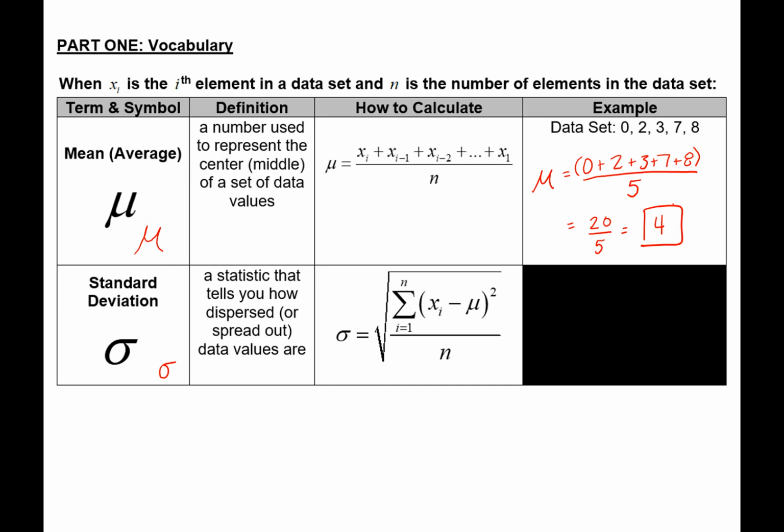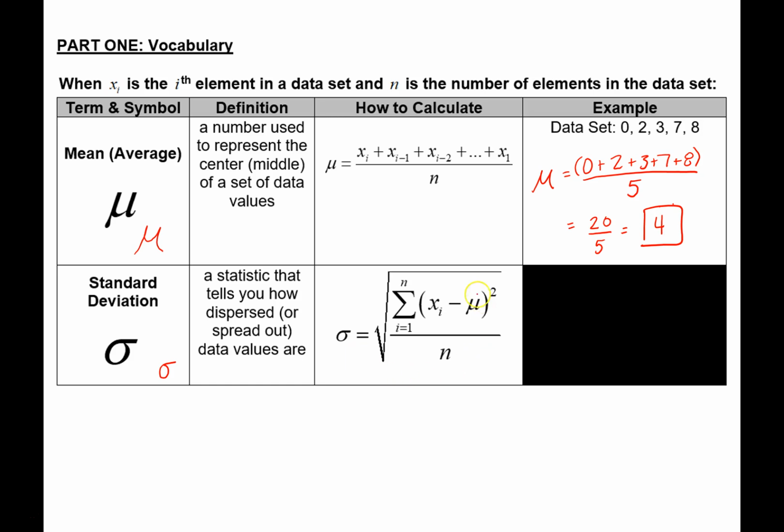Now, there is a formula for each of these. For means, you do not need to memorize this formula. It's just adding together everything in the set and then dividing by the total number. If you understand that concept, there's no reason to have that memorized. Standard deviation, we are not this year going to calculate by hand. We're going to be given the standard deviation and we're going to use it.